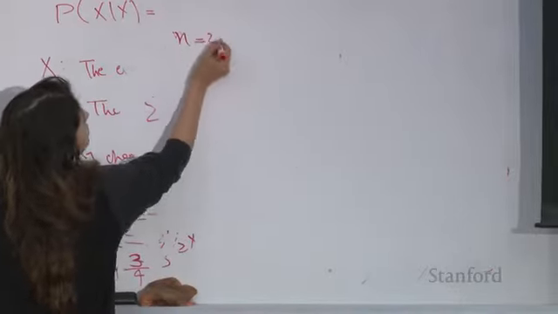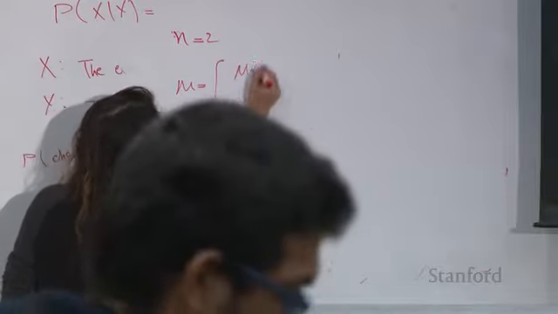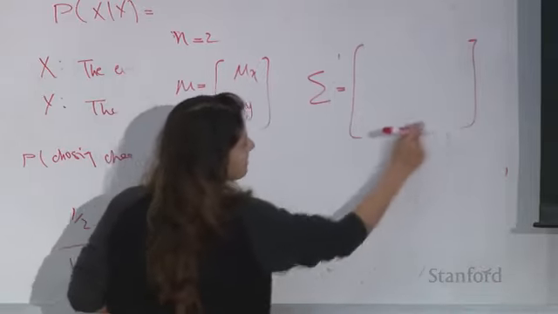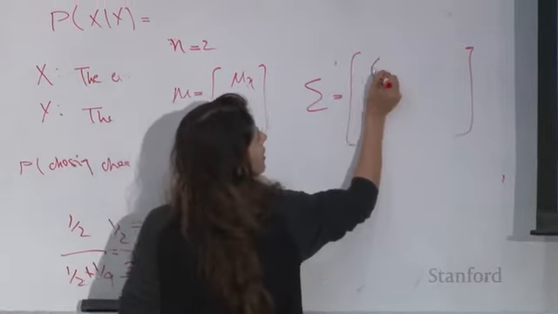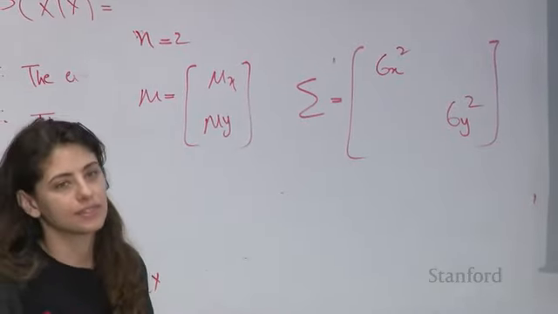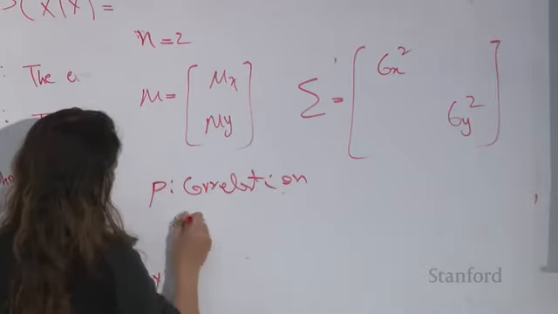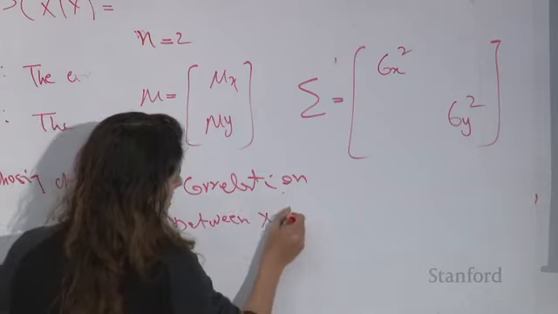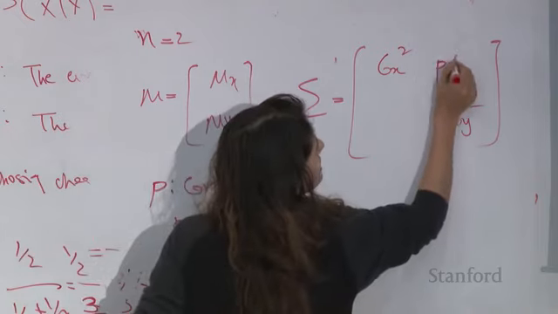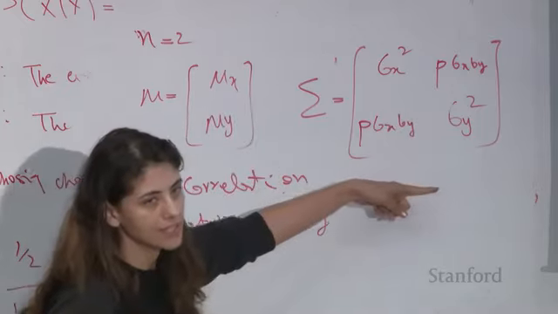If n equals 2, you can say the mean is mu x, mu y, and then the covariance matrix is like this. These elements are the variance of x and the variance of y. Suppose that the correlation between x and y is rho. So you can write this covariance matrix with off-diagonal entries rho sigma x sigma y, rho sigma x sigma y. And as you see, this is symmetric, right?